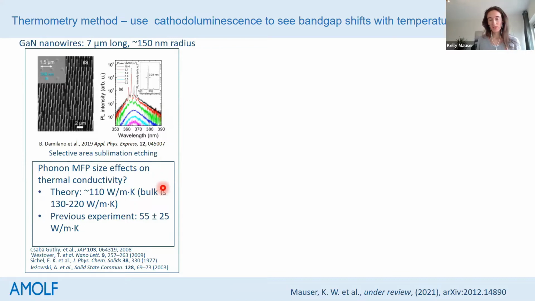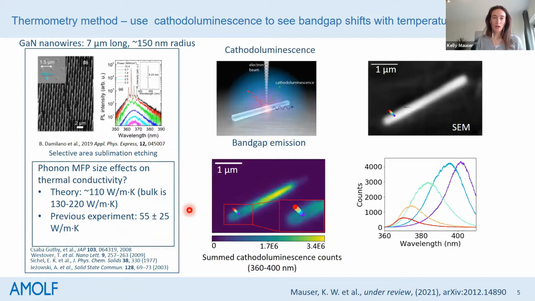In theory, nanowires of this radius should start to show a decrease in their thermal conductivity due to a decrease in the mean free path. Bulk gallium nitride thermal conductivity can be up to 220 watts per meter Kelvin. Theory predicts a slight decrease, and previous experiments have actually shown a much greater decrease than what theory predicts, but the error bars on this measurement are rather large. So we thought this would be a really great sample to test our thermal conductivity measurement techniques.